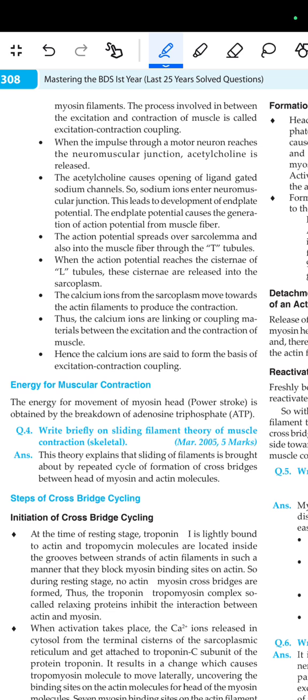The end plate potential causes the generation of the action potential from the muscle fiber. The action potential spreads over the sarcolemma and also into the muscle fiber through the T tubules. When the action potential reaches the cisternae of the L tubules, calcium ions are released into the sarcoplasm. The calcium ions from the sarcoplasm move towards the actin filament to produce the contraction. Thus, the calcium ions are the linking or coupling materials between the excitation and the contraction of the muscle. Hence, the calcium ions are said to form the basis of the excitation contraction coupling.